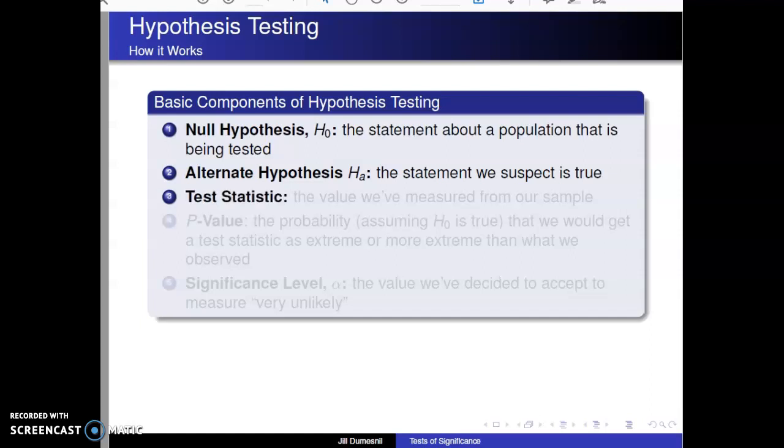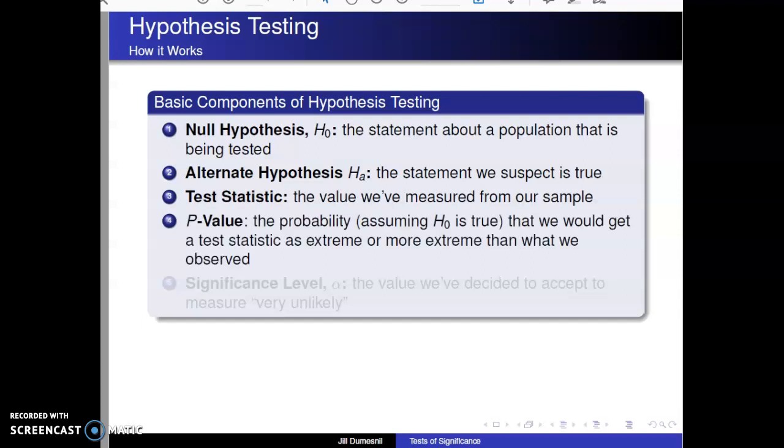The test statistic is the value we've measured from our sample. The p-value is the probability, assuming the null hypothesis is true, that we would get a test statistic as extreme or more extreme than what we observed. Finally, we have a significance level denoted by alpha. This is the value we've decided in advance to accept as our measure of very unlikely.